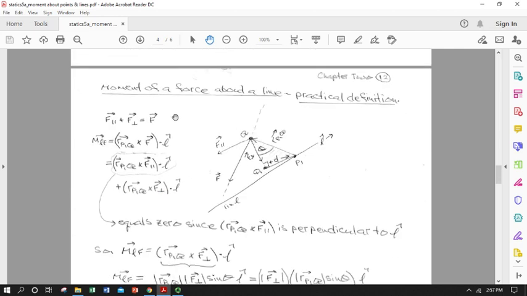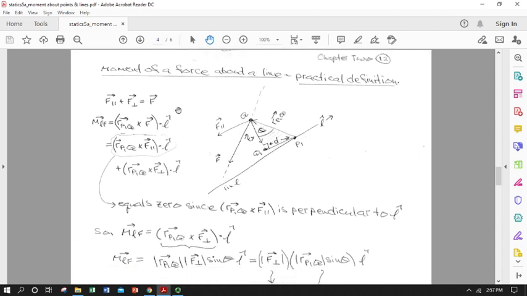Okay, practical definition. Moment of a force about a line. So this is just another way of looking at it. We can look at any force vector from the point of view of the line and say, well, I've got a force vector. I really only care about the part perpendicular and the part parallel.